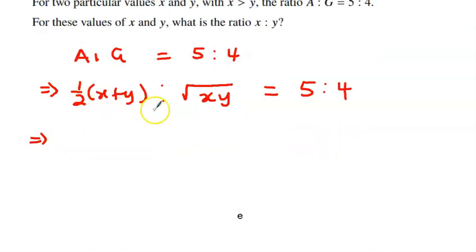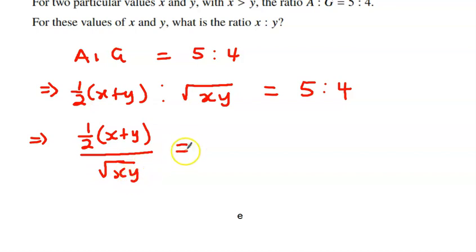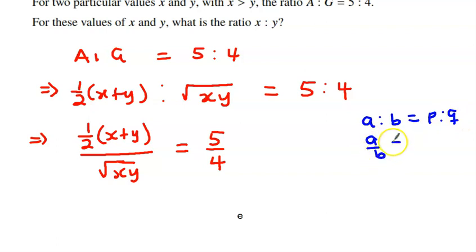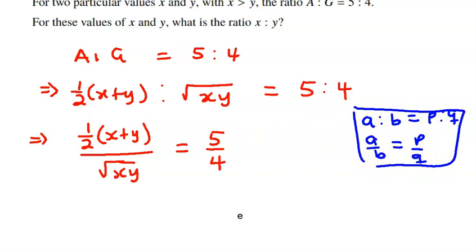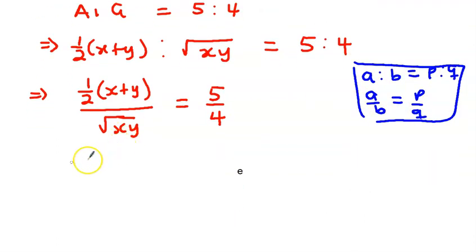So by the concept of ratio, we can write this as 1/2 (x plus y) over root xy is equal to 5/4. And this is coming from if A is to B is equal to P is to Q, then you can write it as A over B is equal to P over Q. Yes, that is the concept of ratio. So let's go ahead and simplify.